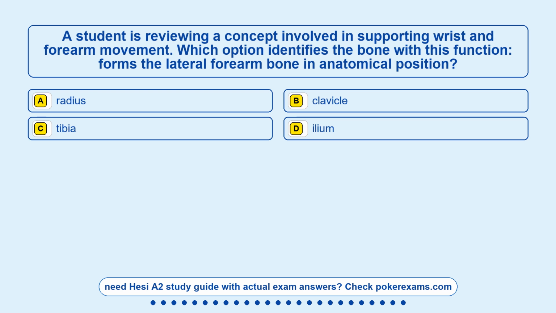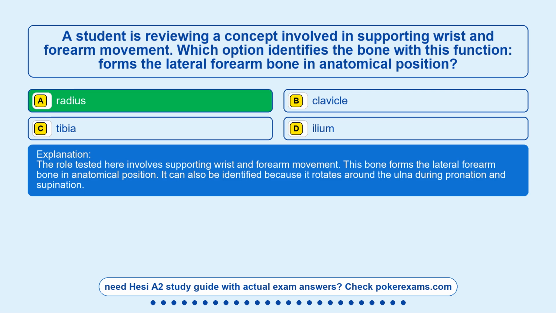Question 7. A student is reviewing a concept involved in supporting wrist and forearm movement. Which option identifies the bone with this function, which forms the lateral forearm bone in anatomical position? Option A, radius. Option B, clavicle. Option C, tibia. Option D, ilium. The correct answer is option A, radius.